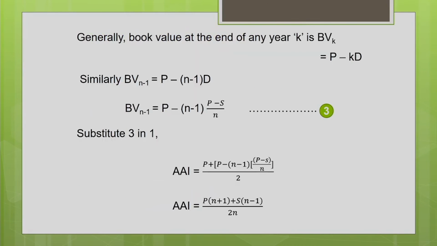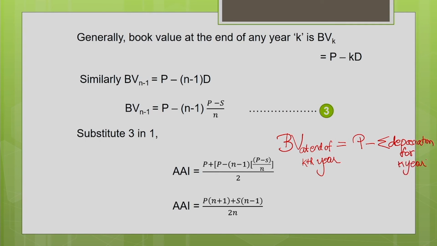Now another important thing you have to keep in your mind: how to find the book value at the end of a particular year. This I have discussed in the earlier lecture. Book value at the end of a particular period, say at the end of the kth year. I just want to find the book value at the end of the kth year. So how will you find that? It is the initial cost of the machine, the purchase price of the machine, minus the accumulated depreciation for k years. So what is the accumulated depreciation for k years?